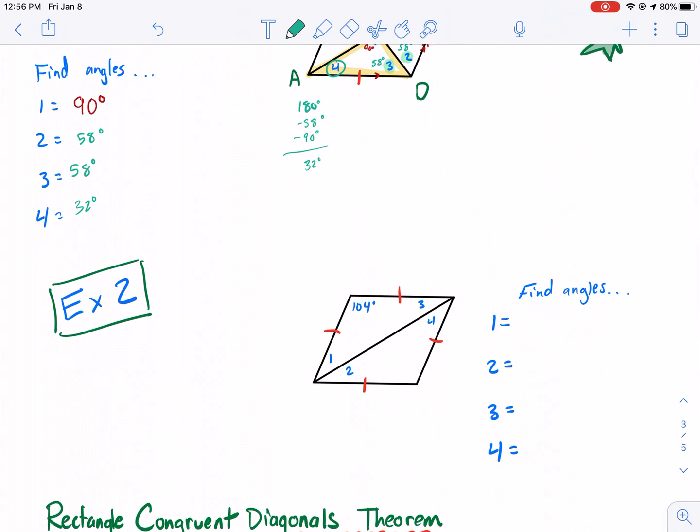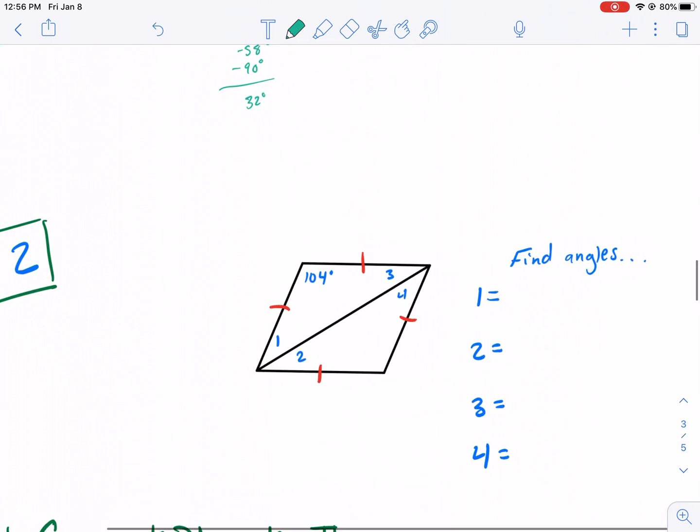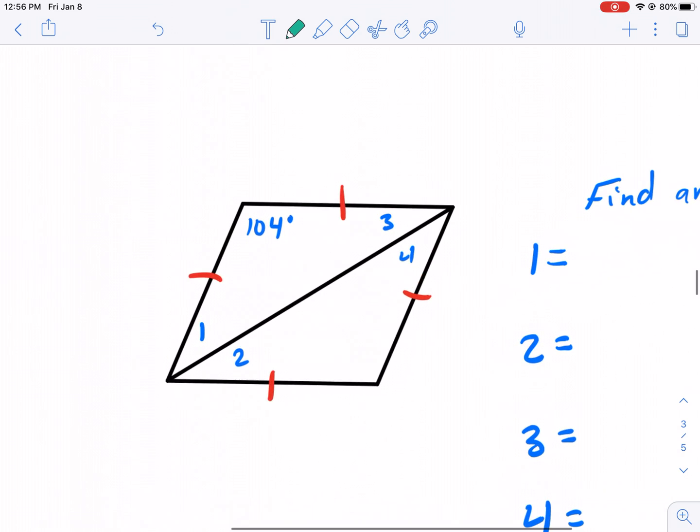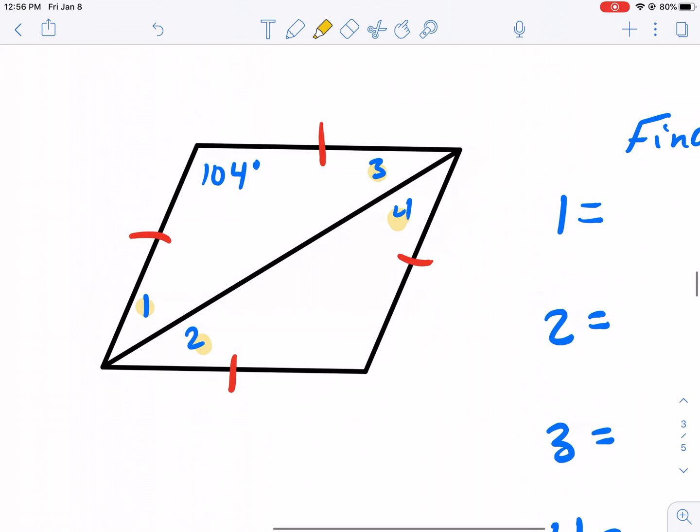Example 2, we're mostly going to use the second property. Okay, so we're asked to find the angles. As you can see here, these angles are all the same. These are the ones that bisect each other. Okay, so how do we find 1 and 3? In the same way we find isosceles triangles. So here we have an isosceles triangle with 2 congruent sides.